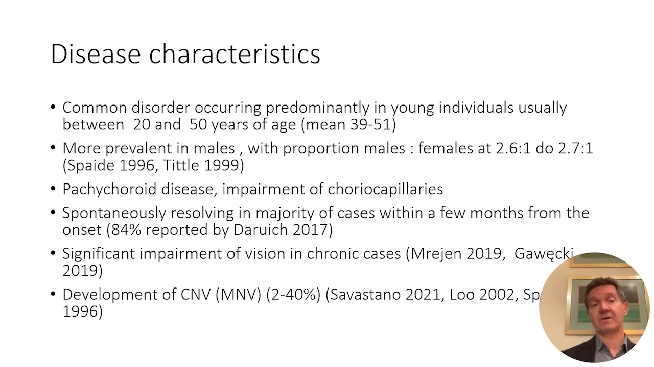CSCR can be complicated by the choroidal neovascularization, and since we use the OCTA, it is quite a large percentage. There are different studies that report different values, however, I believe that this is approximately about 15 to 20%.